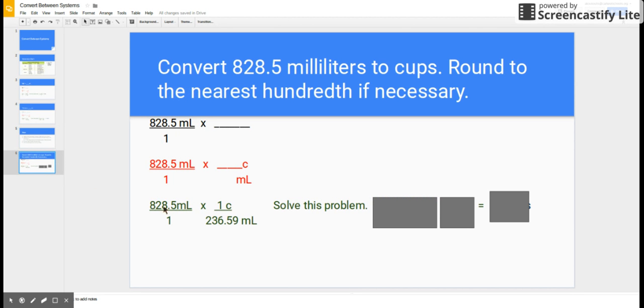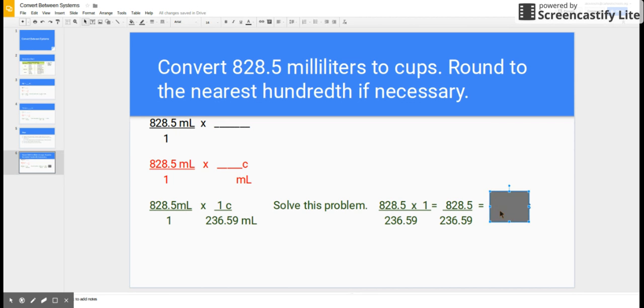So then I'm just going to solve 828.5 times 1 over 1 times 236.59. Once I multiply, I get the same thing, 828.5 over 236.59. And now I have to divide these two numbers. This fraction bar, remember, is the same thing as the division bar. And I end up getting 3.5 cups.